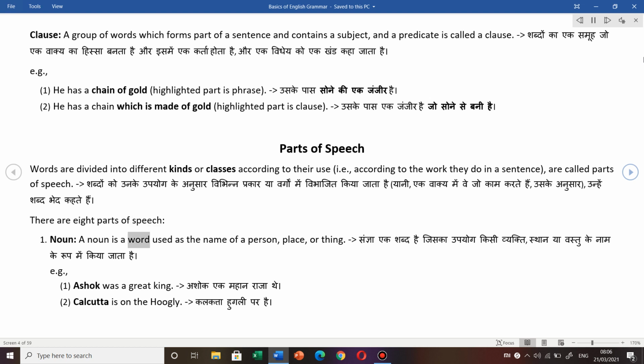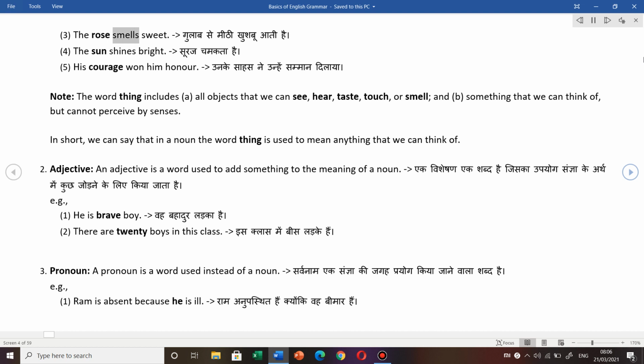Noun. A noun is a word used as the name of a person, place, or thing. For example, Ashok was a great king. Calcutta is on the Hooghly. The rose smells sweet. The sun shines bright. His courage won him honor.